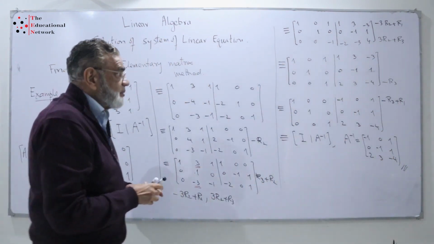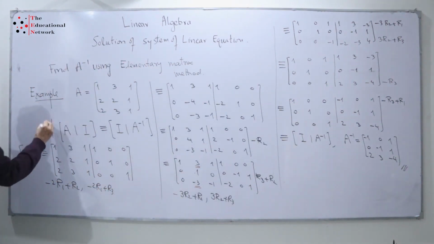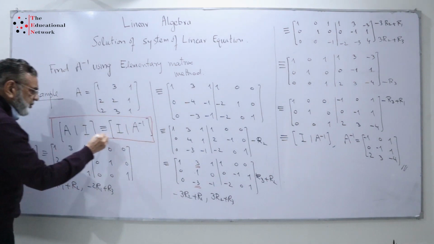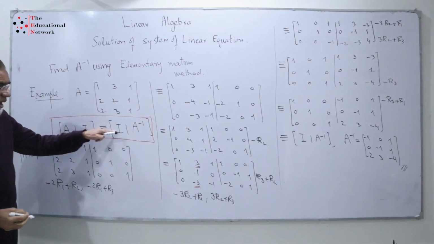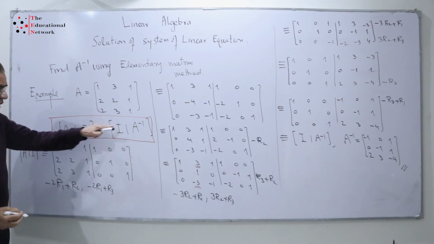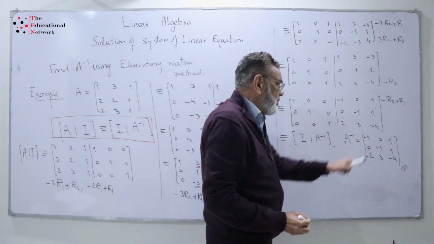So that's very interesting. Again, I just repeat that we use this method, the elementary matrix method, and we wrote here A I, and make the row operations, change A to I, then I will change to A inverse as I got it here. So I say this is my A inverse.